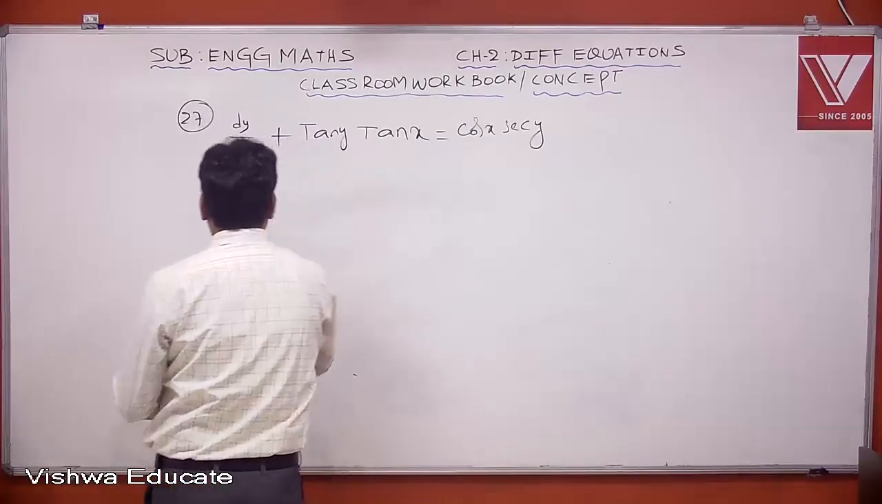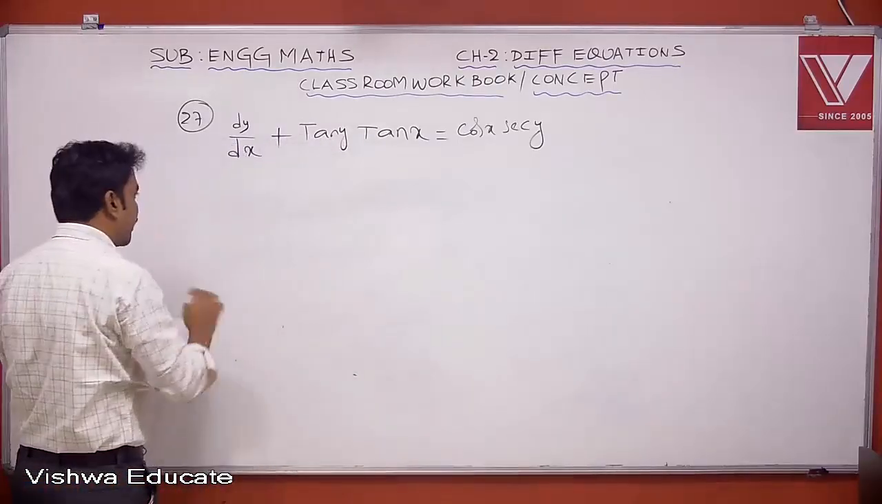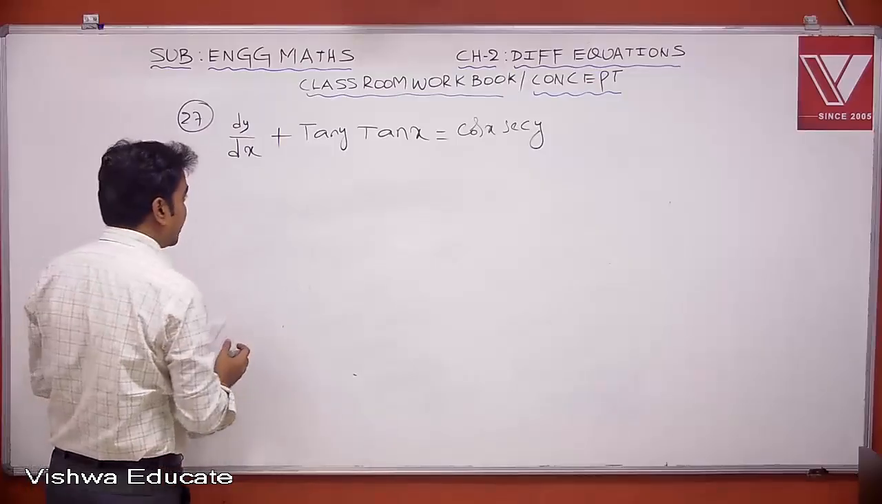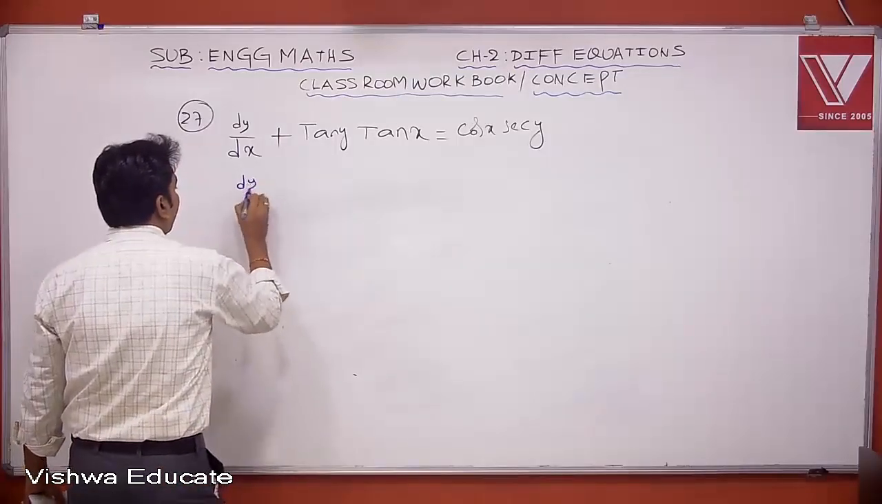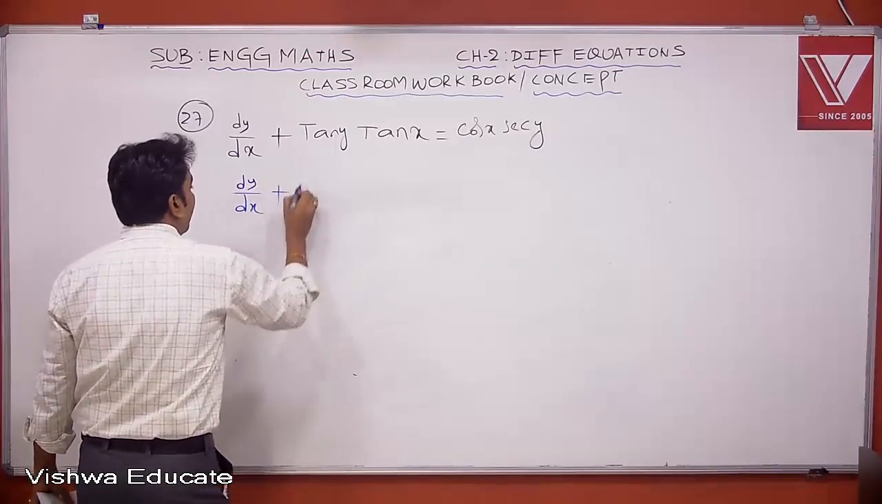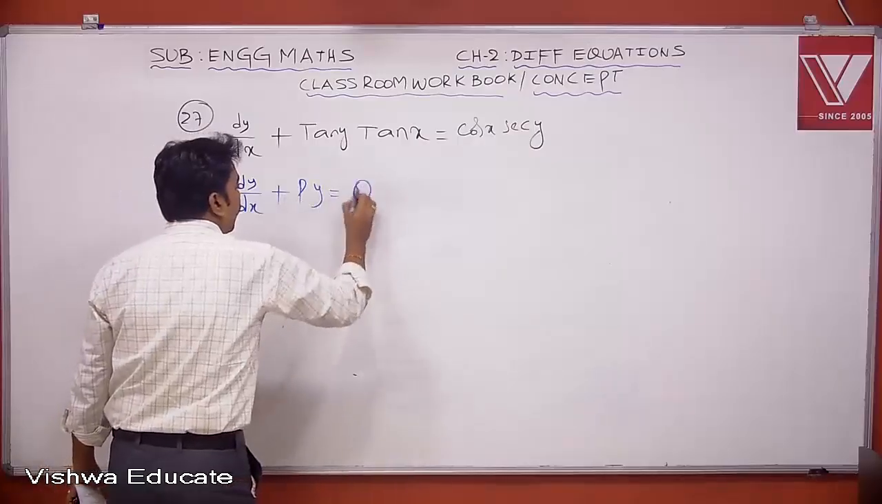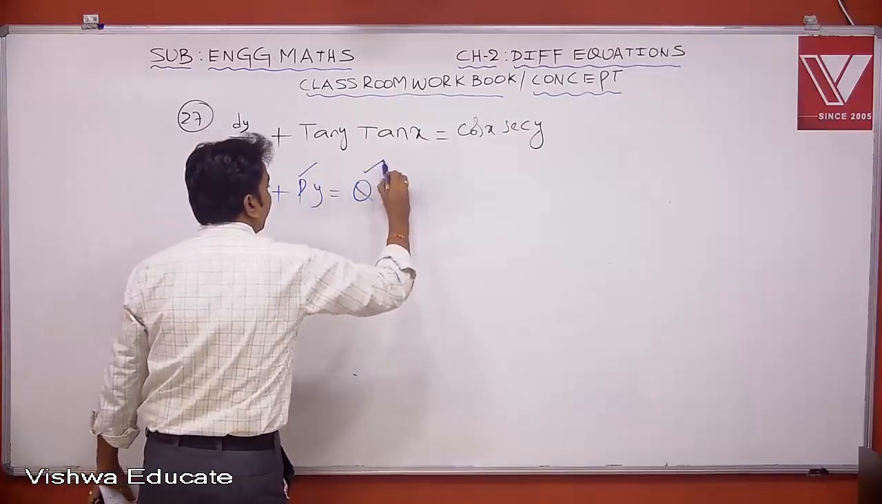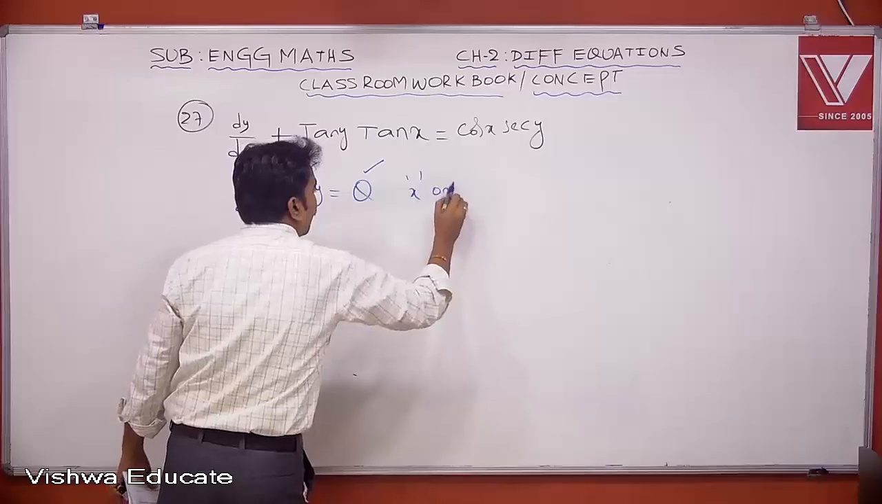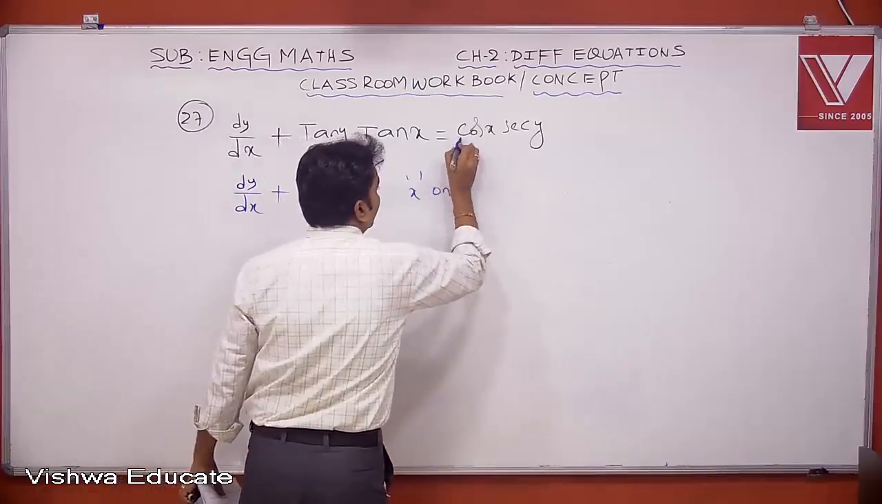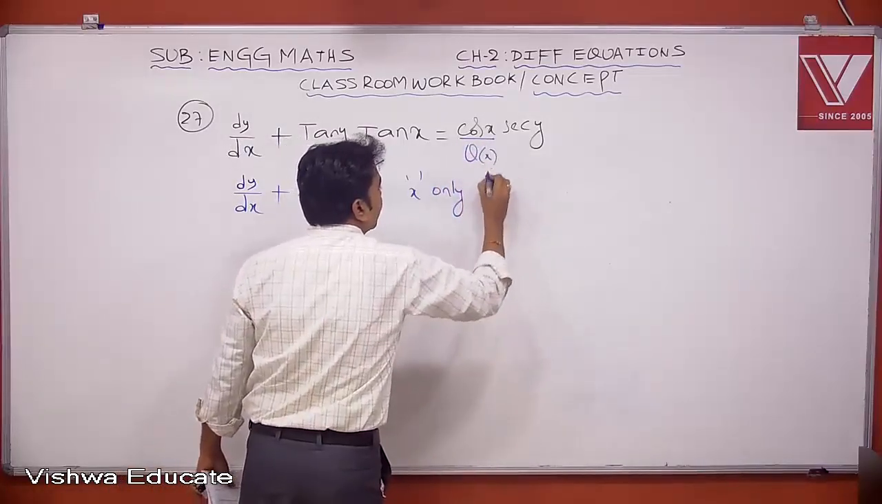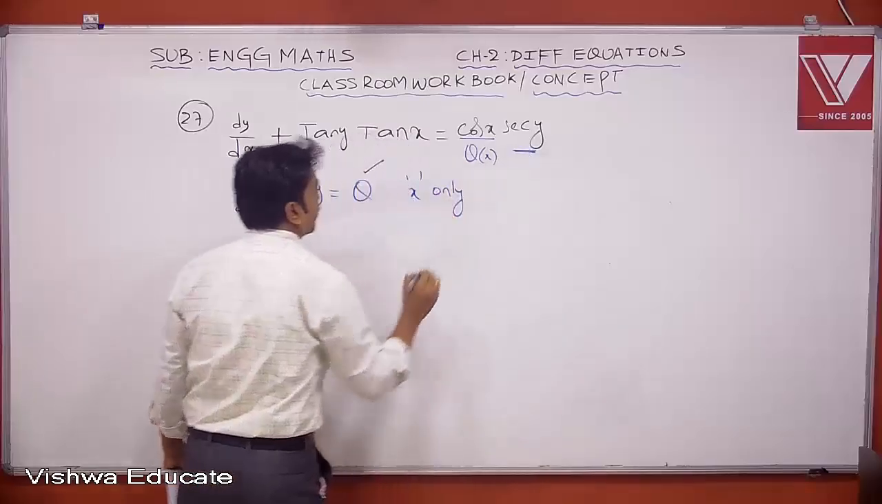Here I am going to apply the linear property of differential equations, that is, the linear equation. To get a linear equation, my equation must be in the form dy by dx plus py equal to q. Here p, q are functions of the independent variable x only. So if you assume this as q of x, here I have secant y extra.